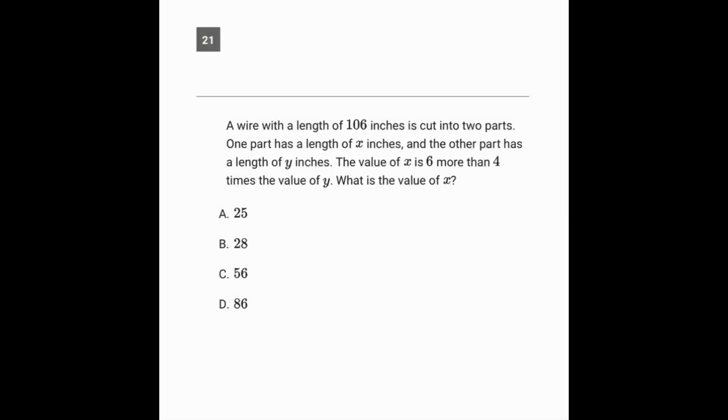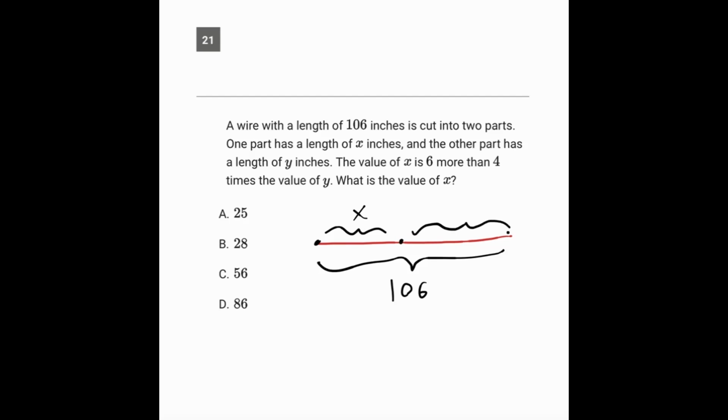So going to question number 21 now. Here we have a wire with an entire length of 106. One part of it has a length x, and the other part has a length y. Then we're hearing that x is 6 more than 4 times the value of y. So instead of x, we can replace that with exactly that, 6 plus 4y.